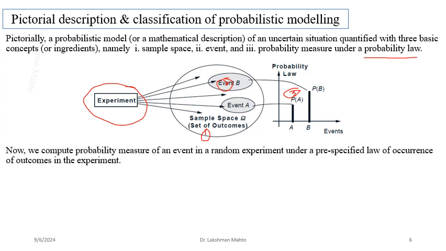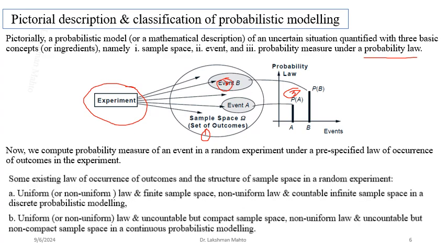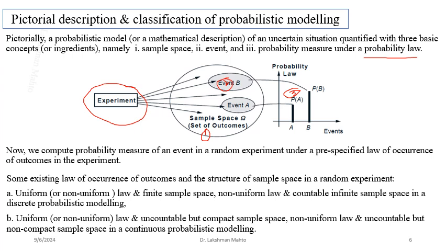Now, we are planning to compute the probability measure of an event in a random experiment under a pre-specified law of occurrence, the law of occurrence of outcomes. In short, you can call it the probability law in the experiment. So what are the possible laws we can talk about? Some existing laws of occurrence of outcomes are very much associated with the structure of the sample space.